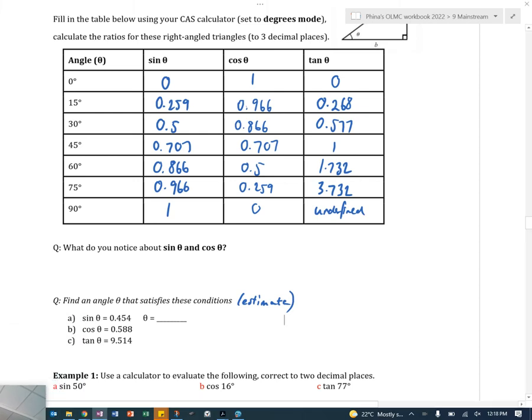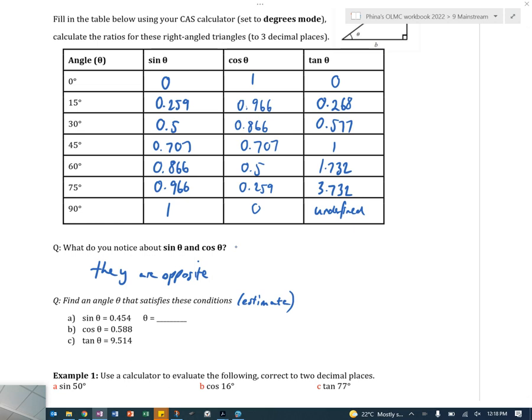What do you notice about sine theta and cos theta? What do you notice about the two patterns? Yeah, they're opposites of each other. That is actually deliberate. What I mean by that, it's probably not the best word to use, but if you look at the pattern, sine theta goes from 0 to 1 and cos theta goes from 1 to 0. So they essentially go in opposite directions is probably a better way to describe it.